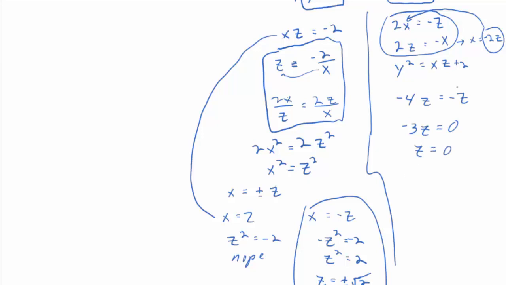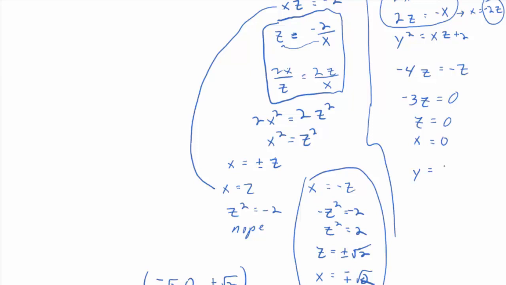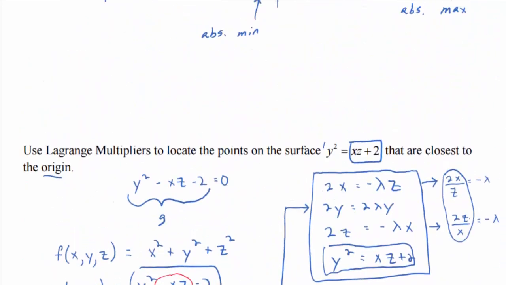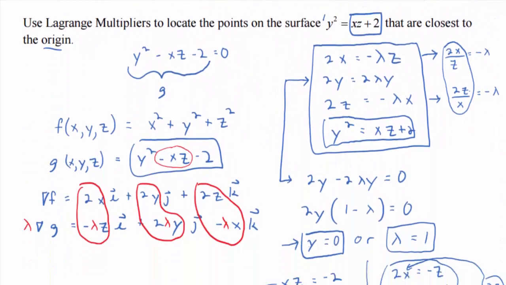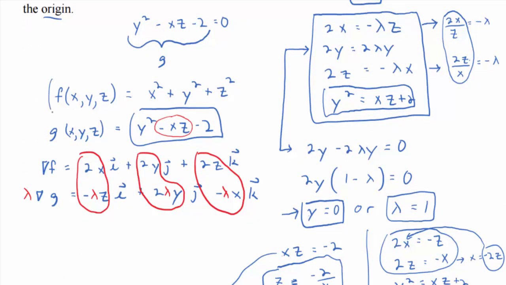But what does that mean x has to be? 0. So we could plug into this one. Yeah, so y will equal plus or minus root 2. So we get 0, plus or minus root 2, 0 as our critical points. And then the idea would be to plug into f, right? Because we're trying to minimize.